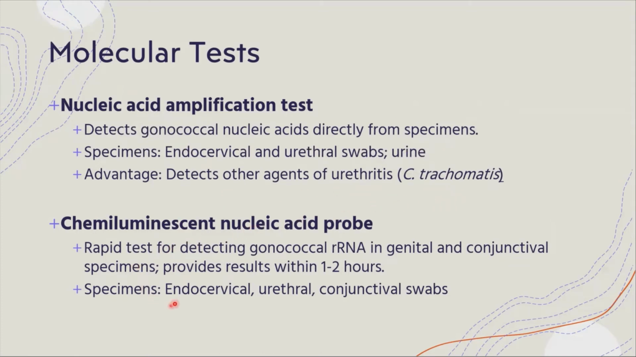For the chemiluminescent nucleic acid probe, it's a rapid test for detecting gonococcal ribosomal RNA in genital or conjunctival specimens, and it provides results within 1 to 2 hours compared to your conventional nucleic acid amplification, which will take about 6 hours. Ganun din yung specimens natin: endocervical, urethrals, conjunctival swabs. So, yung mga nabanggit nating specimens kanina, pwede yon.